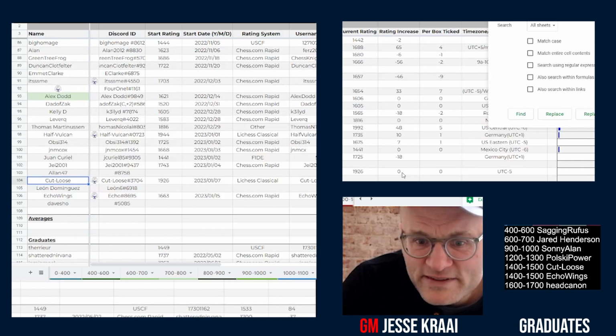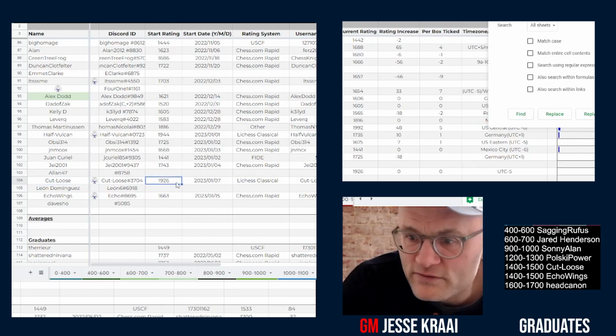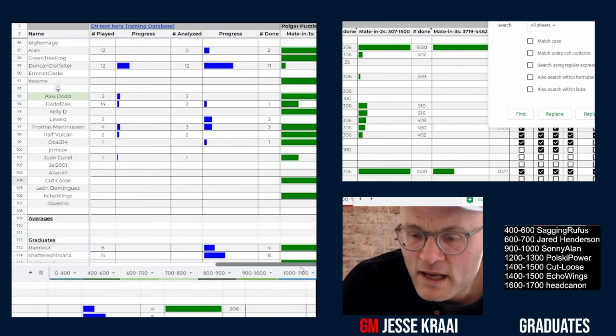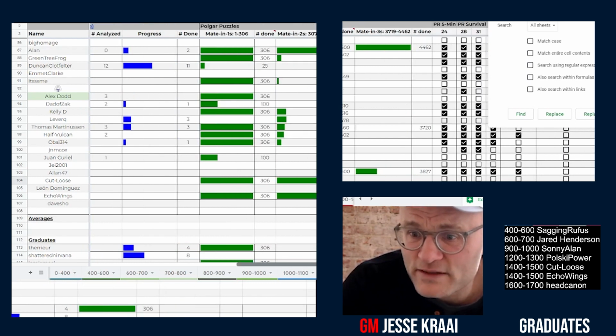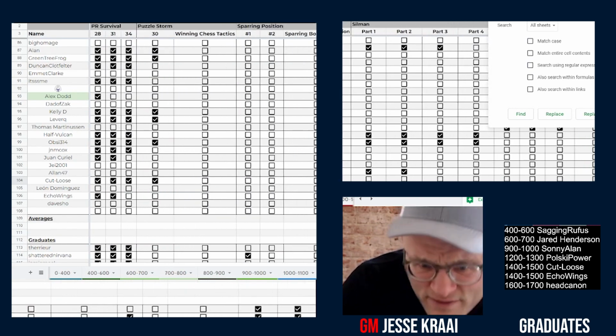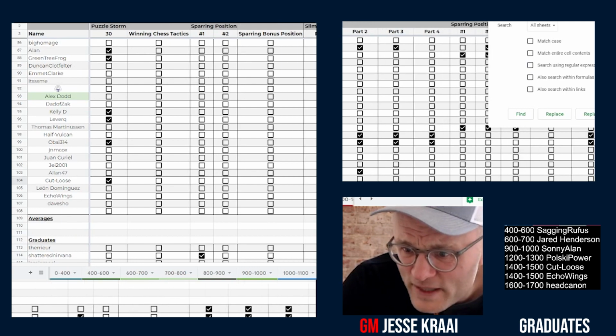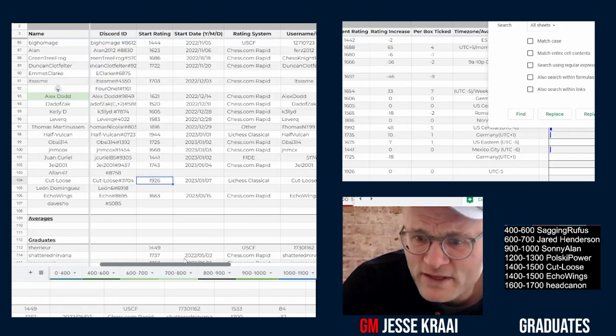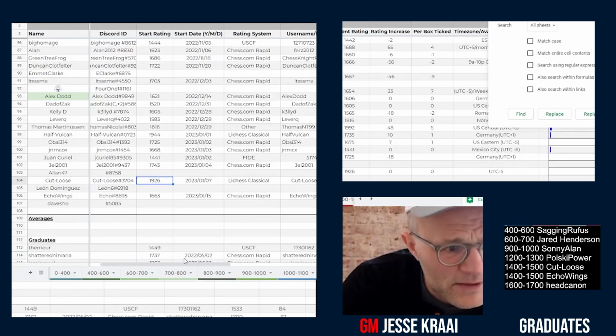But what seems apparent is he started at a level where he could have already been higher, could have already been in the next cohort anyway. Maybe you could say he started in the wrong cohort. So I don't see any games. Made in twos, though, fantastic. Made in threes, got some of those done as well. Fantastic. Some Puzzle Rush stuff and some end games, fantastic. Okay, so I don't know quite what's going on with Cut Loose and his rating. We'll have to figure that out later.